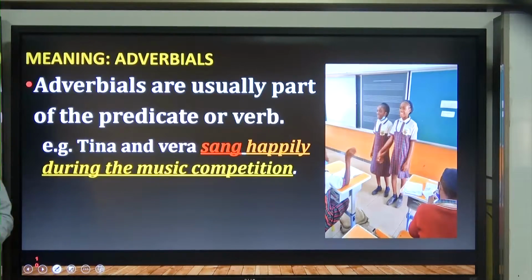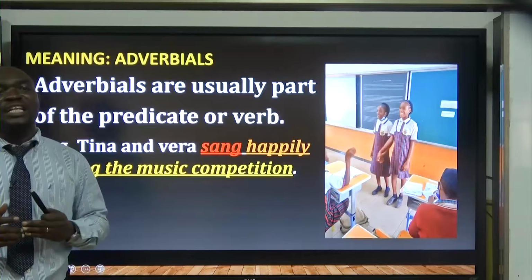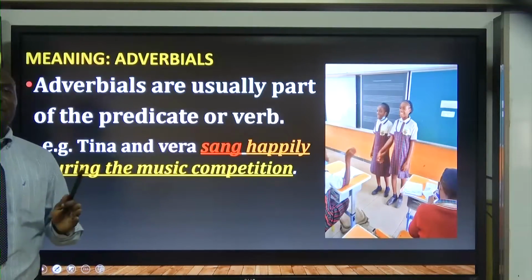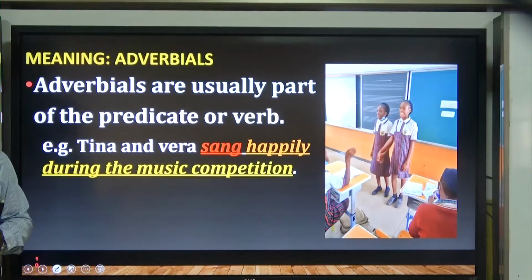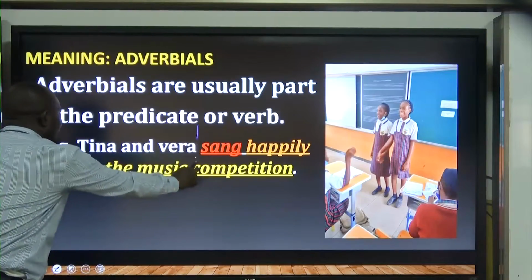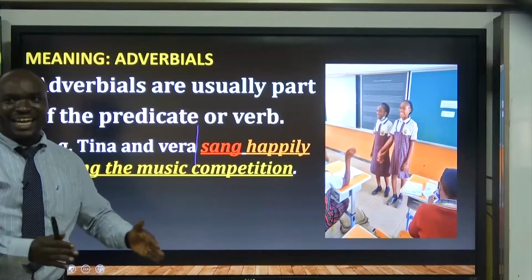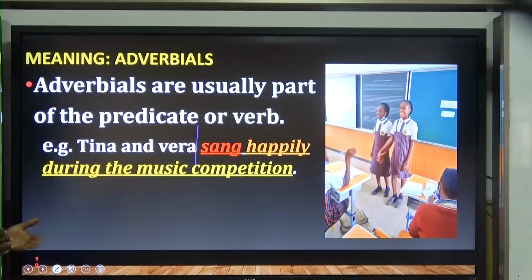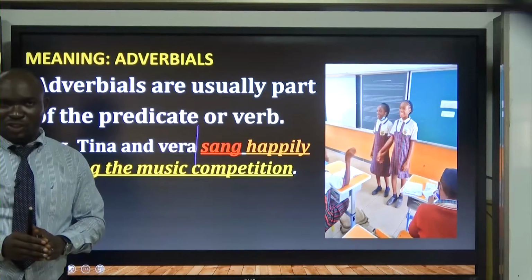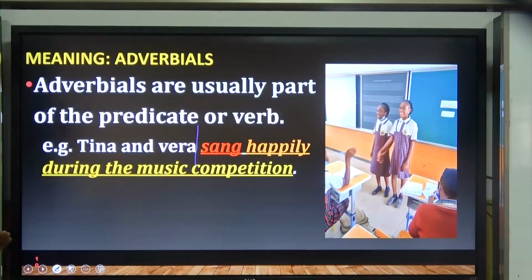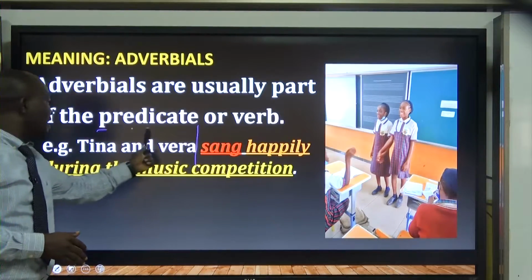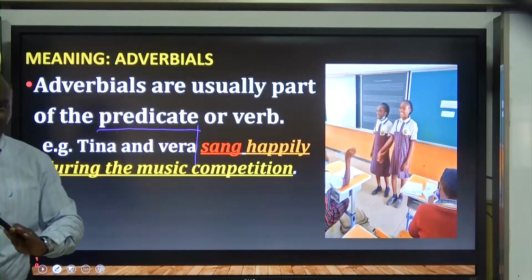Adverbials are usually part of the predicate or the verb in a sentence. A sentence can be grouped, you already know. A sentence must have a subject as well as what? A predicate. Now, adverbials are part of the predicate in a sentence. Let's look at this. We said Tina and Vera form the subject, isn't it? Then the predicate, sang happily during the music competition. Sang happily during the music competition is known as the predicate or the verb in the sentence, isn't it? Good.